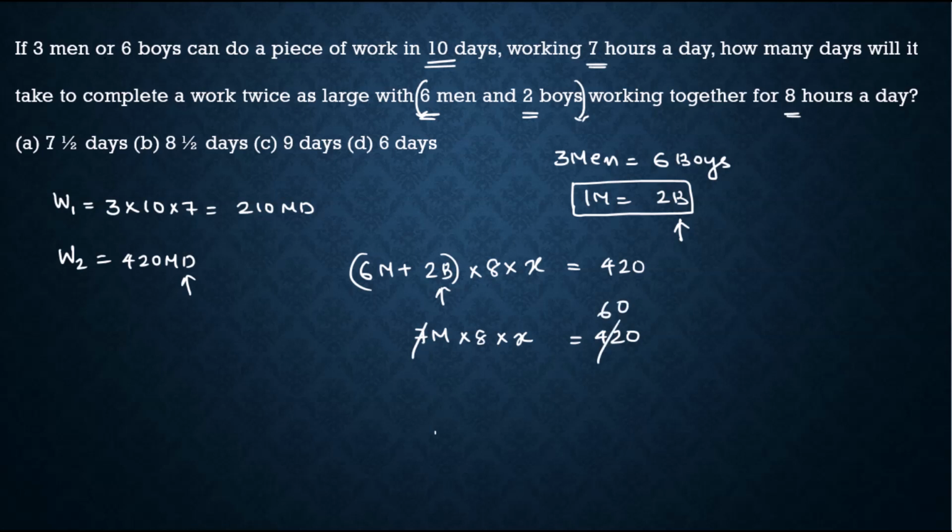Okay. We know that 7 into 6 is 42. So this is 60. Fine. Therefore, x is equal to 60 divided by 8. What is 60 divided by 8? Did I make any mistake?